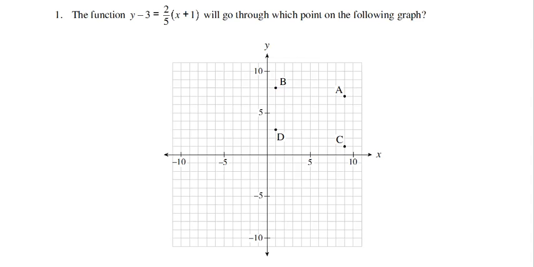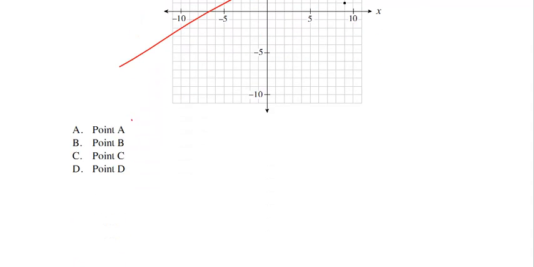So number one, the function y minus 3 equals 2/5 times x plus 1 will go through which point on the following graph? So notice that this is in slope point form. So we know that it's already going to go through the point -1, 3. So I would start with that point, the point -1, 3 being right here, and then apply the slope from there. So slope's going to go up 2 over 5, up 2 over 5, and bingo, we have our winner, and we have a line that looks something like so. So that one would be A.